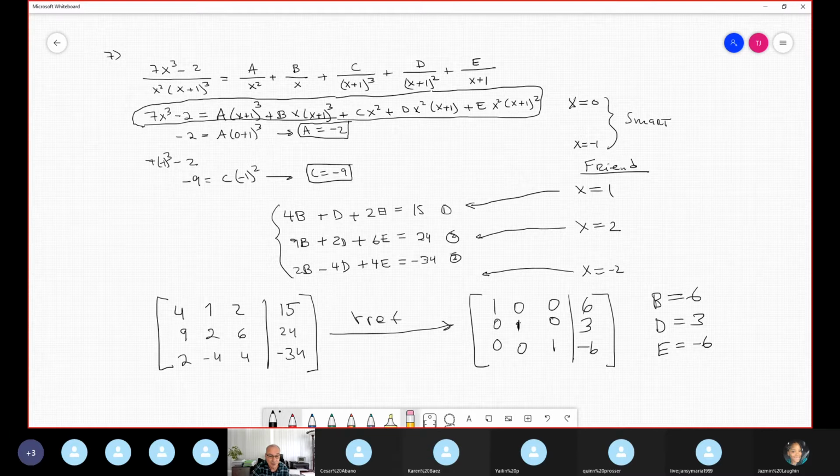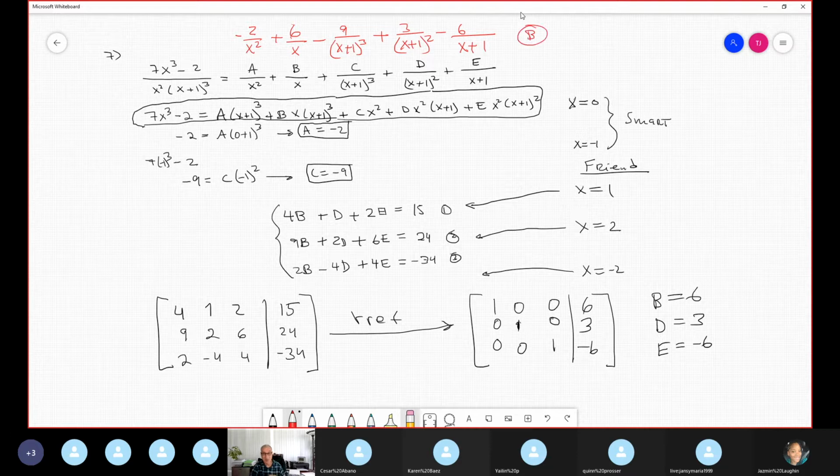Okay, let me use red color. A is -2, so -2 over x squared plus 6 over x, because B is 6. C is -9, so -9 over x plus 1 cubed. D is 3 plus 3 over x plus 1 squared, minus 6 over x plus 1. Wow, and this is the final answer, which corresponds with option B.